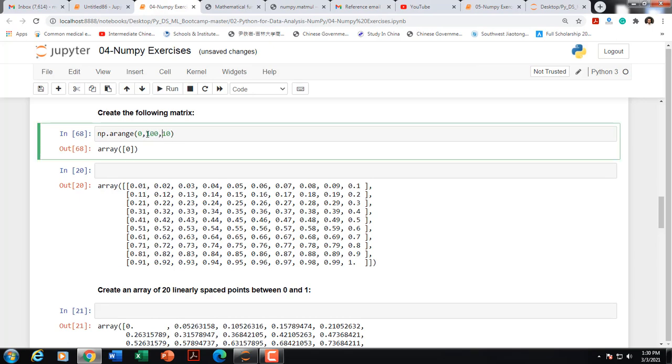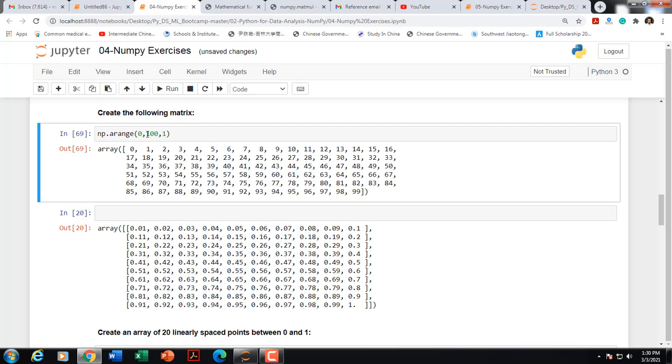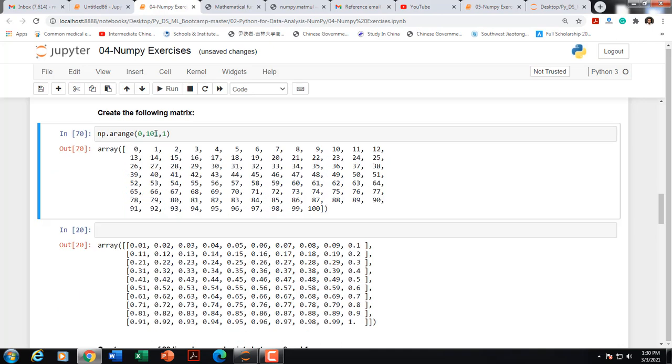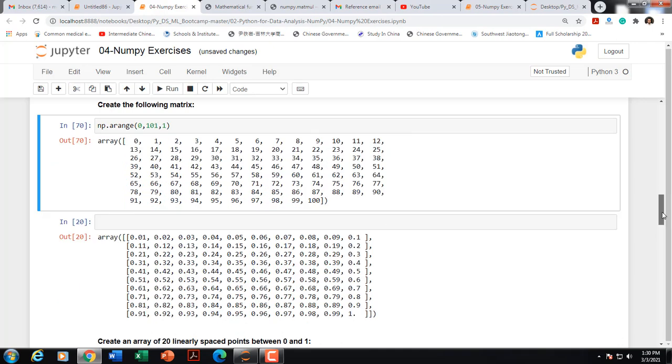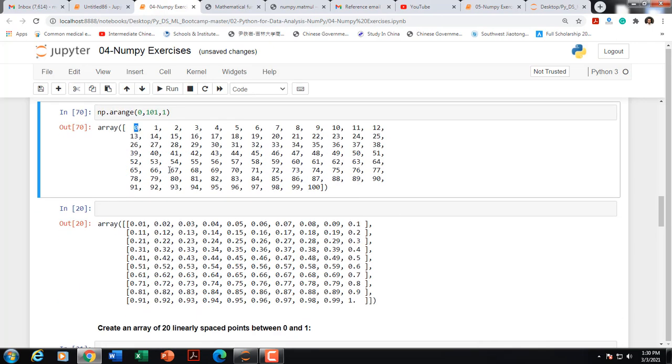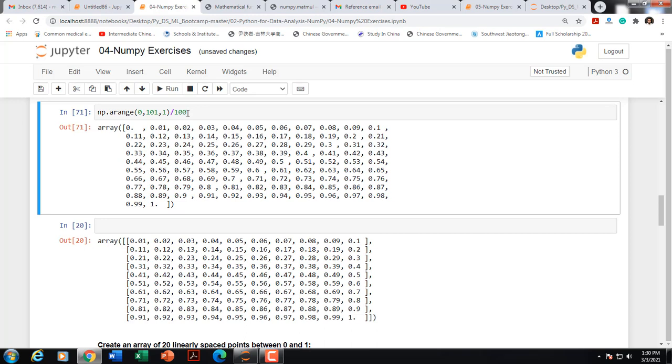Let's say 100. Okay then. np.101. Yeah. So now I get elements from 0 all the way to 100, and if I just divide this answer of mine by 100, 0, 0.01, I will just do 1. Yes, so this is my output.